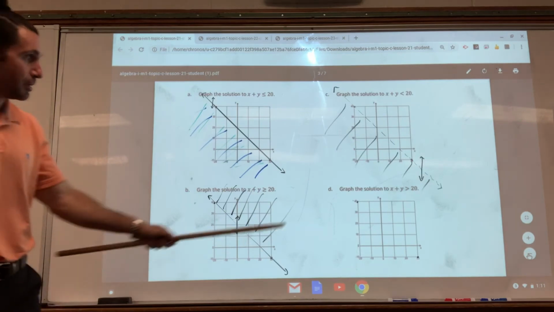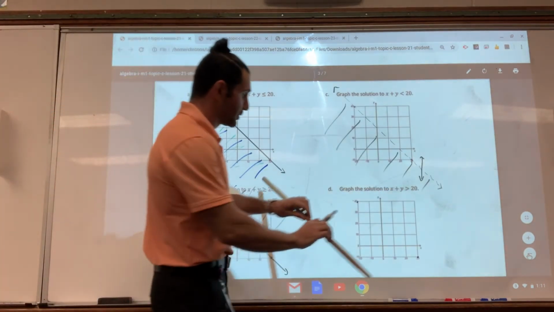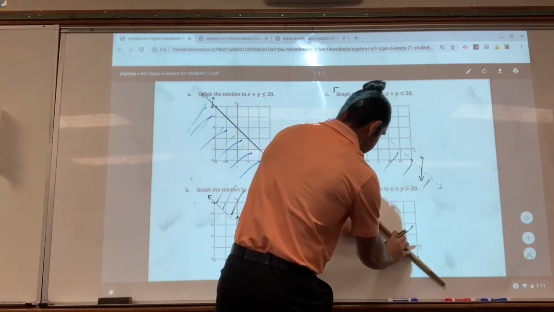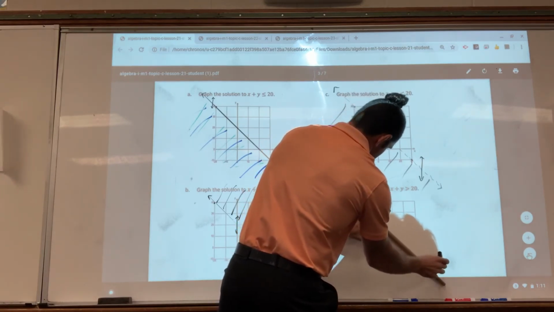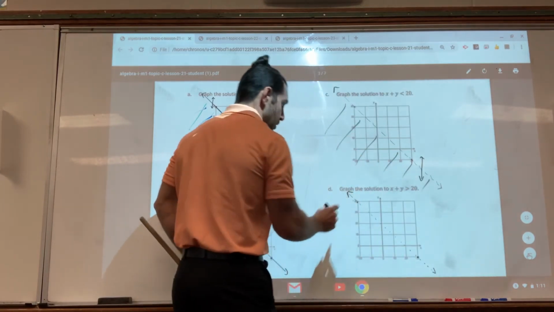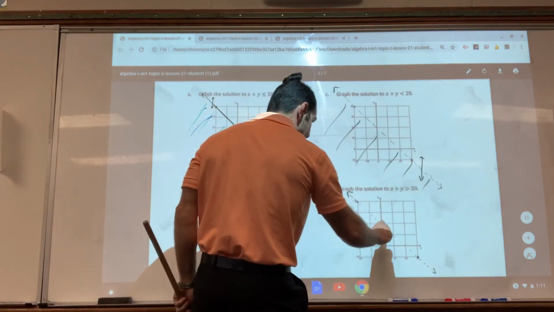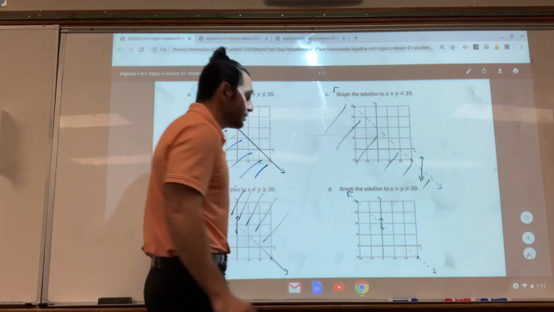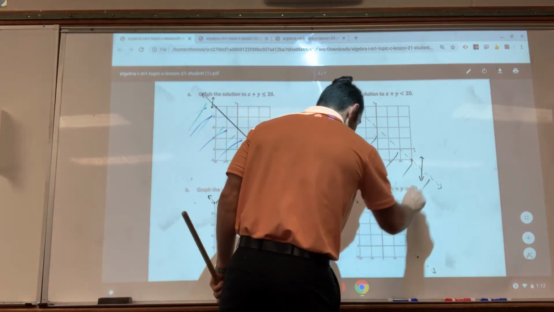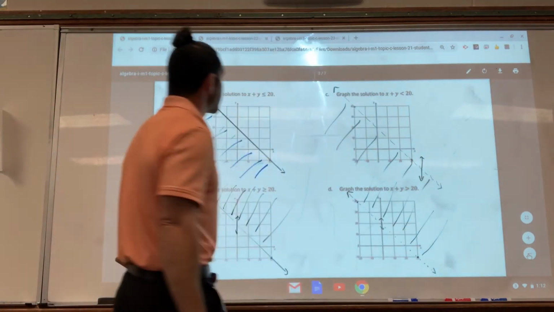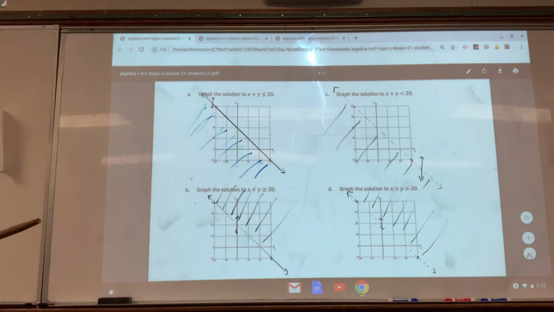Pretty easy. This is just greater than, not equal to. So that means we have a dashed line. Again, I go to my y-axis, I draw it up and down. It's greater, which means shade above. All of these are solutions. All of those are solutions.